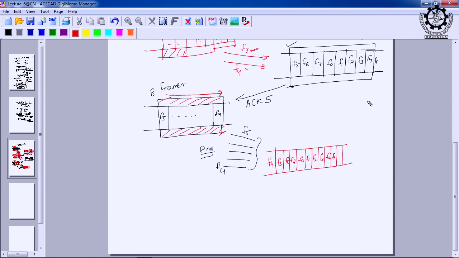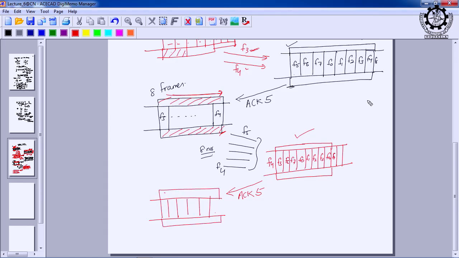This will continue again with 8 frames. Only when this window of 8 frames is expanded and the receiver sends an acknowledgement of 5, then only the sender can send its window. That means the new window will now be set with F5, F6 and so on and so forth.